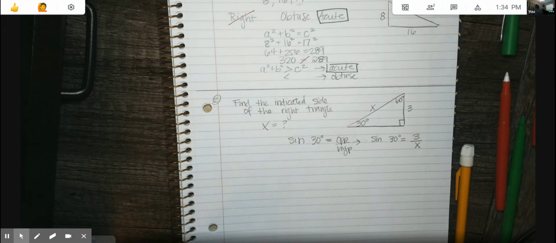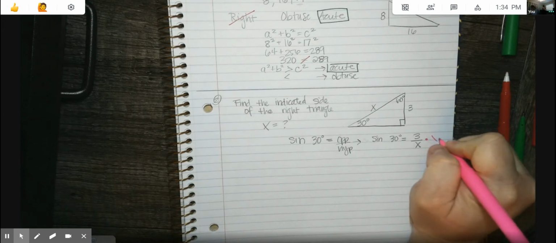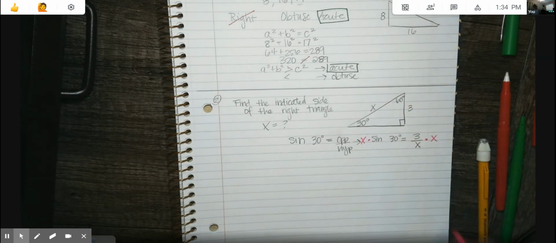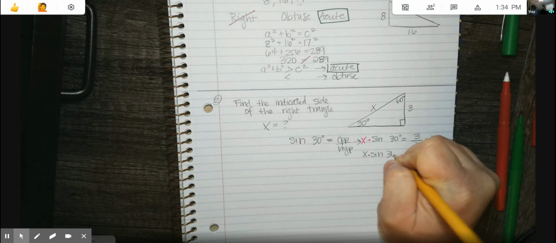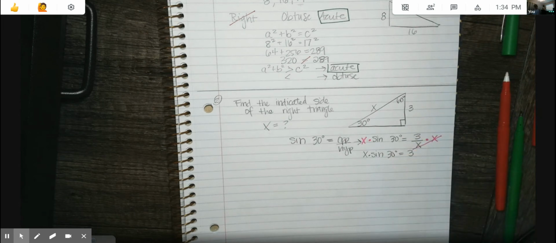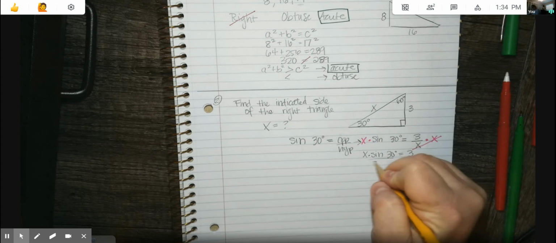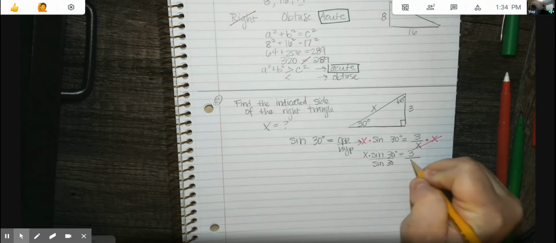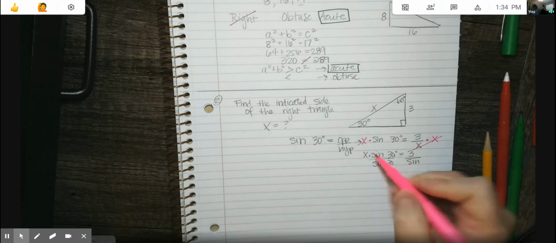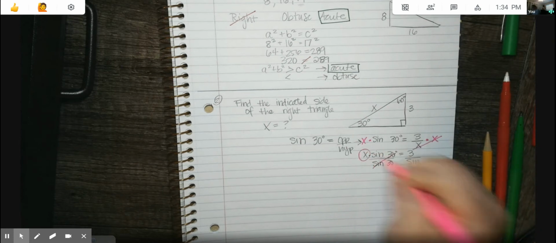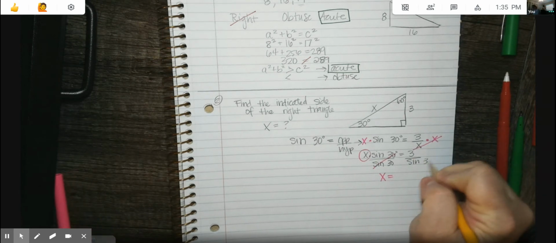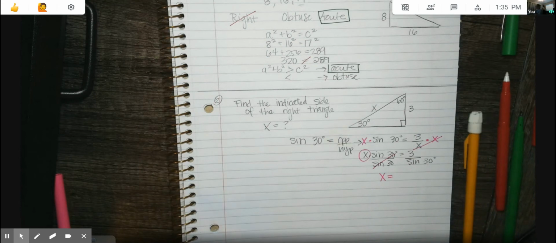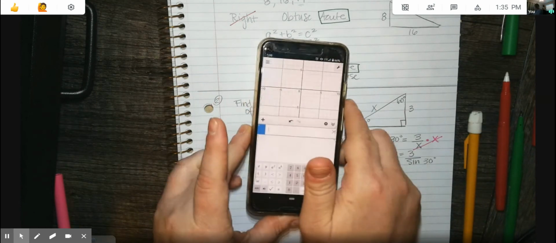Okay. So I'm going to multiply x here and x here. These two x's cancel out, and I am left with x times sine of 30 degrees is equal to 3. I'm going to divide both sides by sine of 30, because then these two cancel out, and all that leaves me with on that left-hand side is x. And then that 3 divided by sine of 30 degrees, I'm just going to enter exactly that into my calculator on Desmos.